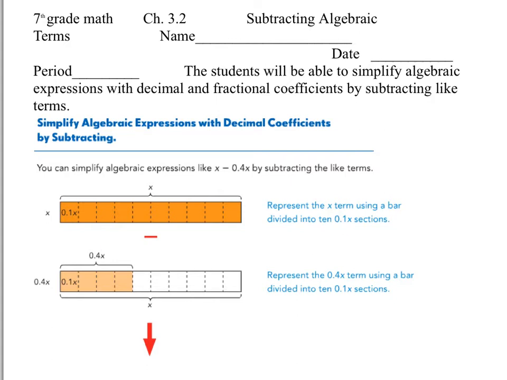Okay, so if you have x, remember that means 1 whole x. So subtract or take away 4/10 x. So we need our bar to be broken into 10 pieces of 10 because 10 pieces of 10 shaded in is equal to 1 whole. Now we need to take away 4 pieces of 10.